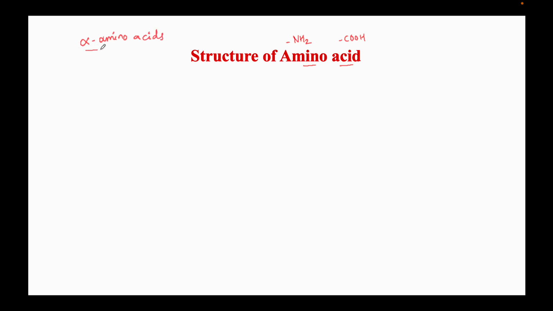And what do you mean by alpha amino acids? The amino group is attached to the alpha carbon. And what is the alpha carbon? So, this is the structure of an amino acid. We have the carboxyl carbon here, and the carbon attached to the carboxyl carbon is the alpha carbon. And to this alpha carbon, we have the amino group.